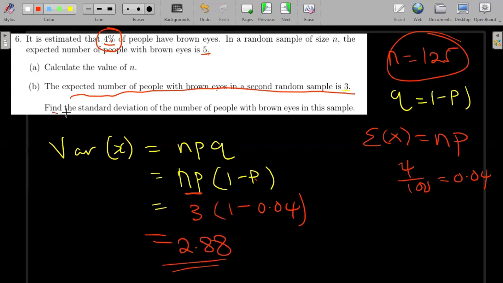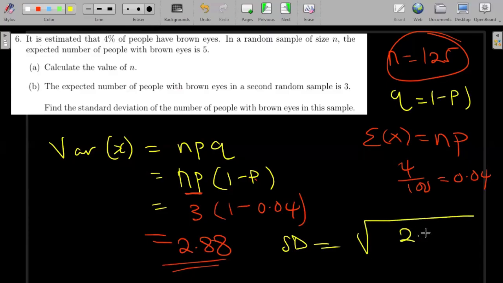But the question here was to find the standard deviation. For us to find the standard deviation, we always have to find the variance. So the standard deviation is just the square root of the variance, which is 2.88. So the standard deviation here will just be the root of 2.88, which is 1.697. So this is the standard deviation, and we are done with question 6.